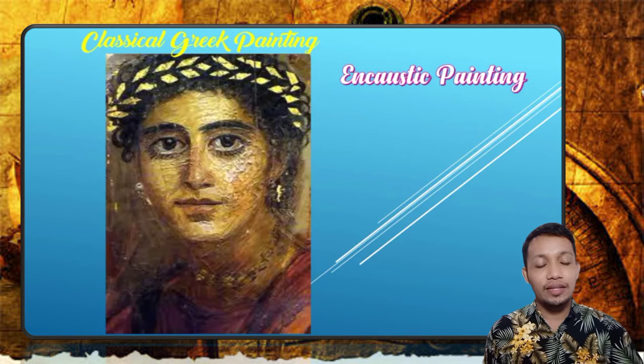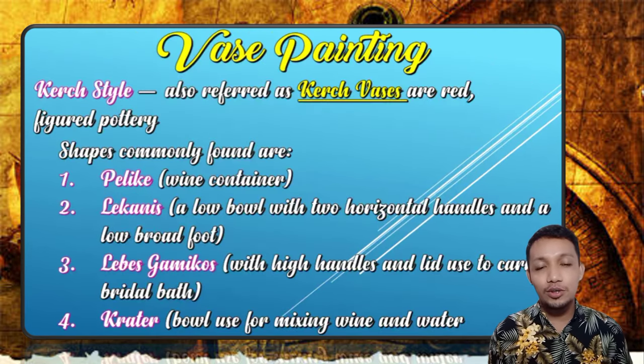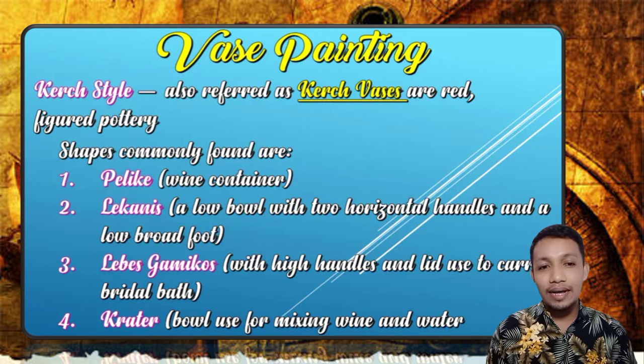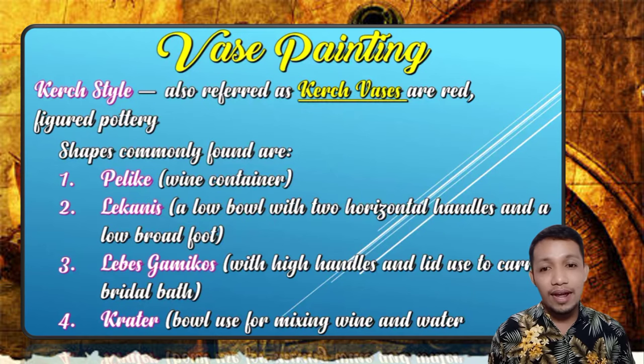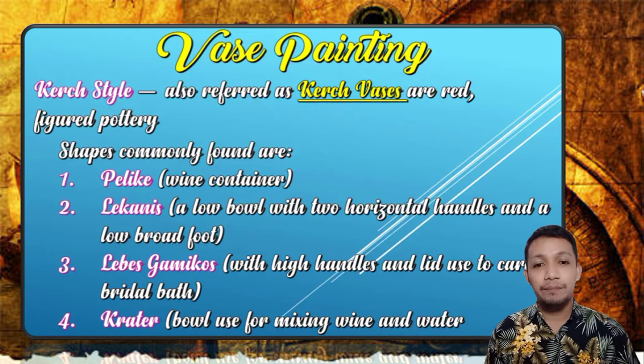Learners, we're done with the methods of classical Greek painting, and now let's proceed to the different types of painting of the Greeks based on where they paint their artworks. First one is the vase painting. Vase painting of the Greeks adopted the Kerch style. It is also referred to as Kerch vases, and they are red-figured pottery.